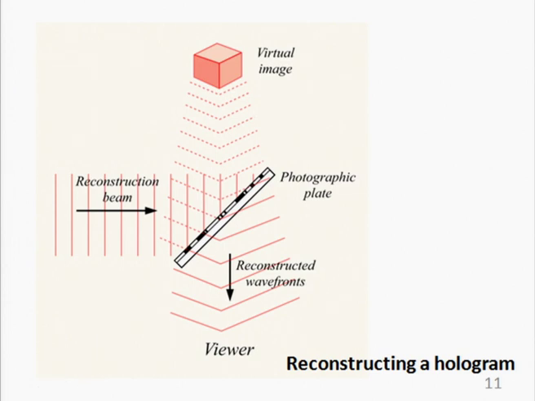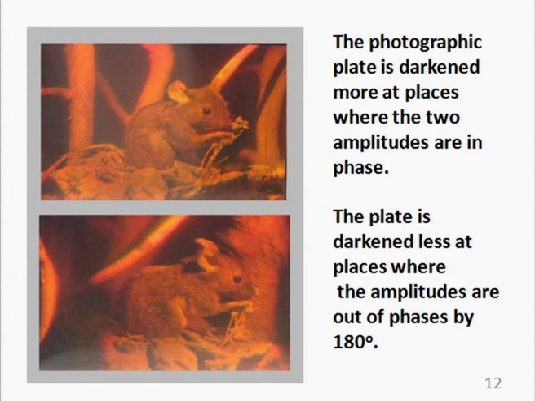Now, once it is recorded, we keep the photographic plate, which is the hologram, and the reconstruction is done by using a beam. A virtual image is observed at this particular place as the light falls on this and comes down for the reconstruction of the waveforms. You see the viewer is at the bottom and the virtual image is available at the top. So, that is how recording and reconstructing work.